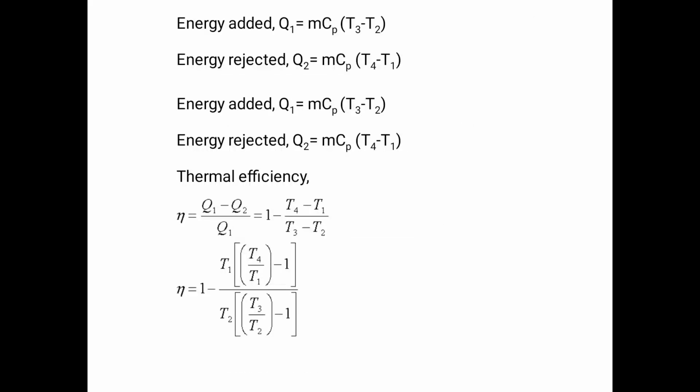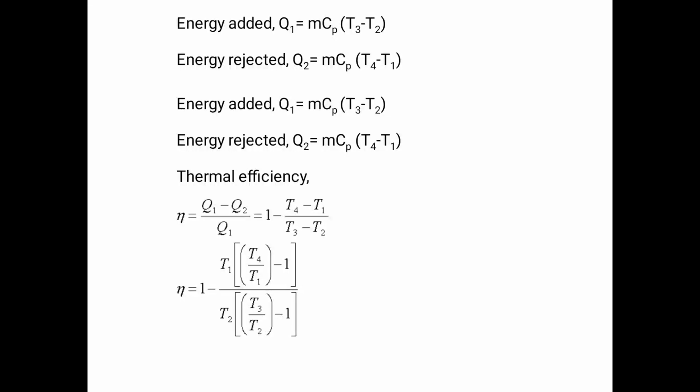Next, we are going to see the energy added, that is heat supply Q1 equal to mCp into T3 minus T2. Then heat rejection Q2 equal to mCp into T4 minus T1. That is the final temperature minus initial temperature. We know the efficiency formula, eta equal to work done divided by heat supply. Work done means heat supply minus heat rejection. We know all the values from the above equations. Substitute the Q1 and Q2 values in this efficiency equation, we get 1 minus (T4 minus T1) divided by (T3 minus T2).